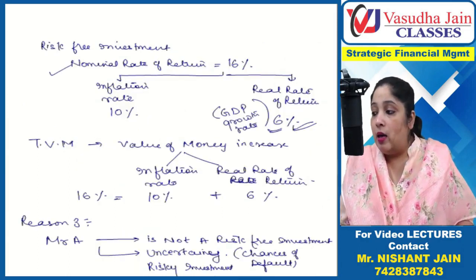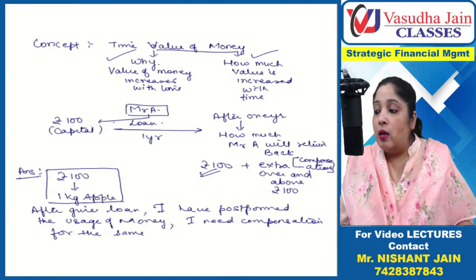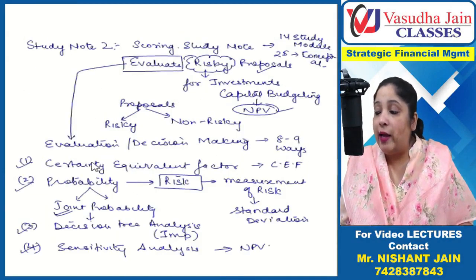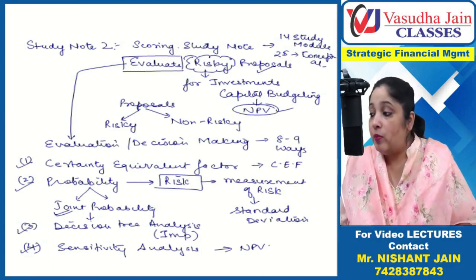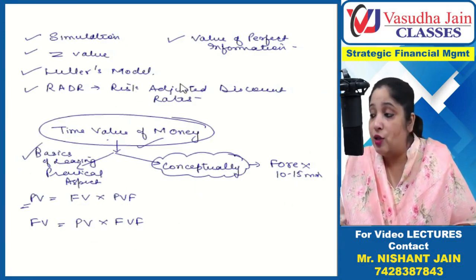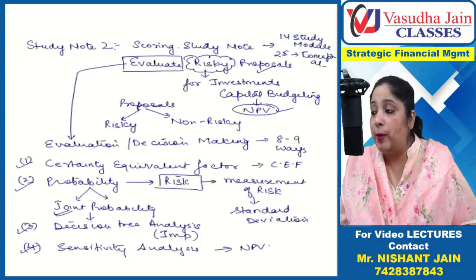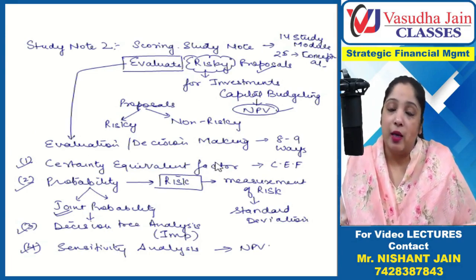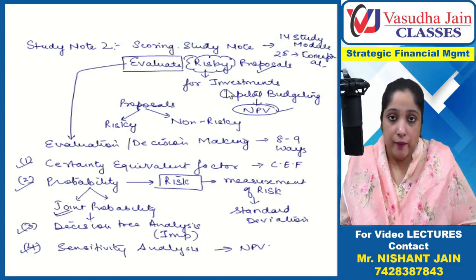And this concept is very important. Why have we studied this? Because we need to understand why value of money increases, because when there is a risky proposal, we need something extra. So, if you see this last concept, risk adjusted discount rate, here also the time value of money concept will come into play, as well as in certainty equivalent factor. So, let us start this concept with the base ready for us.